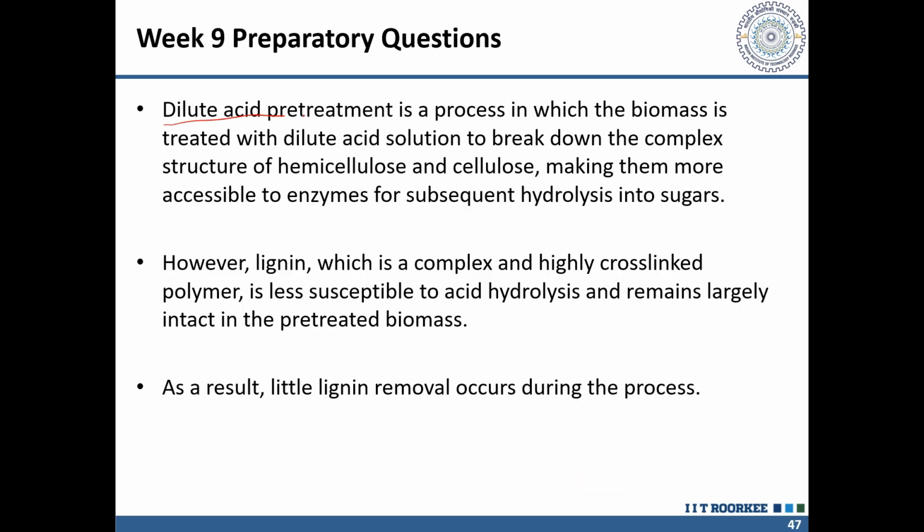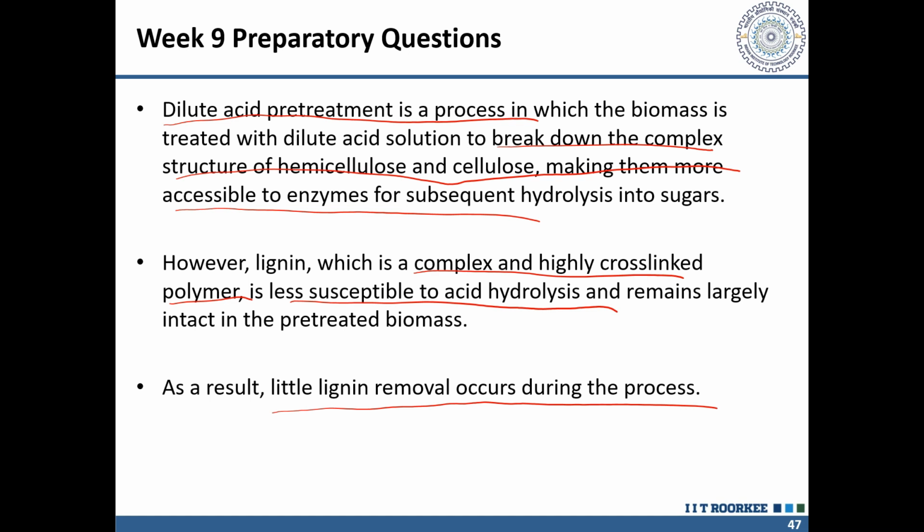Dilute acid pretreatment is a process in which biomass is treated with dilute acid to break down the complex structure of hemicellulose and cellulose, making them more accessible to enzymes. However, lignin is a very complex and highly cross-linked polymer, which is less susceptible to acid hydrolysis and remains largely intact. Therefore, little lignin removal occurs during this low acid pretreatment.